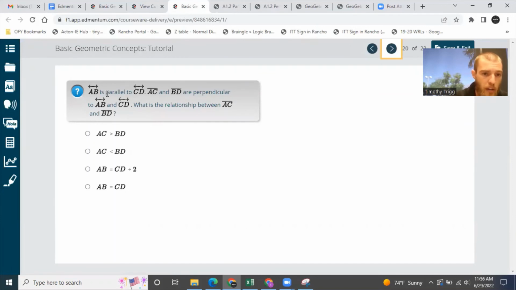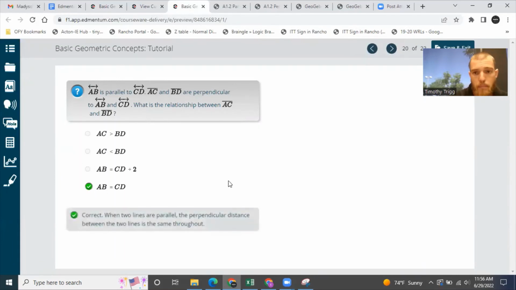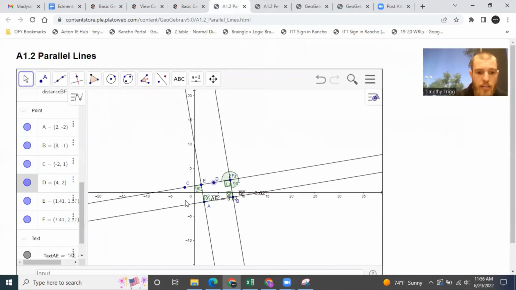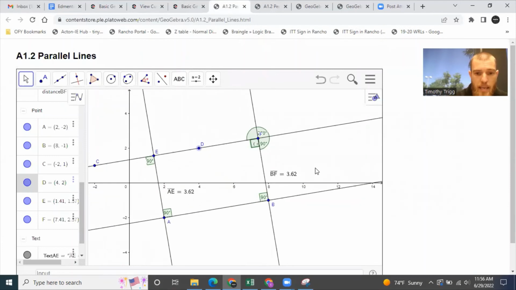Line AB is parallel to line CD. AC and BD are perpendicular to line AB and line CD. What is the relationship between AC and BD? They must be equal to each other. Okay, that's kind of what we were talking about in the last lesson, that when these two lines are parallel, the distance between them, AE and BF, remains the same. They're equal to each other, that distance between them.